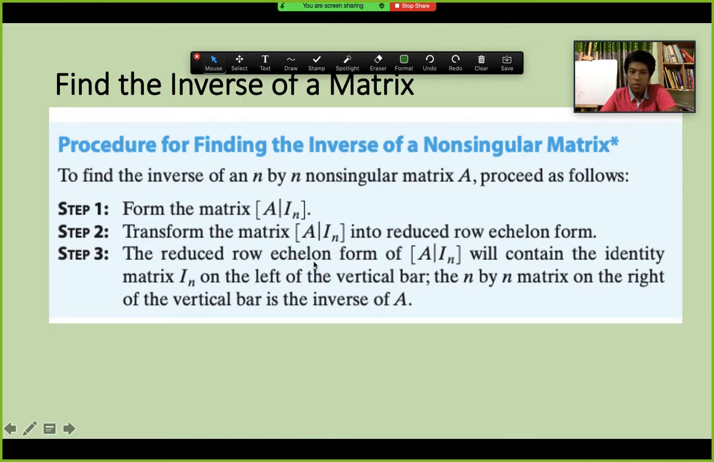The reduced row echelon form will contain the identity matrix In on the left side. So this side we have to make the identity matrix. On the left side of the vertical bar is the n by n identity matrix, and the n by n matrix on the right side of the vertical bar is the inverse of it. So we have to make the left side the identity matrix, and then the right side will represent the inverse matrix. We will show the example so that you understand it.